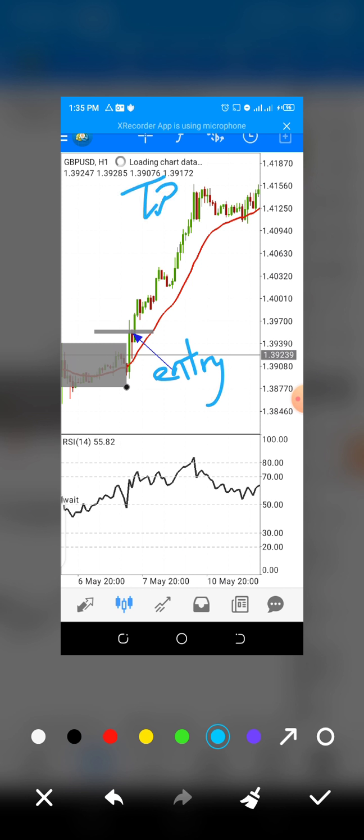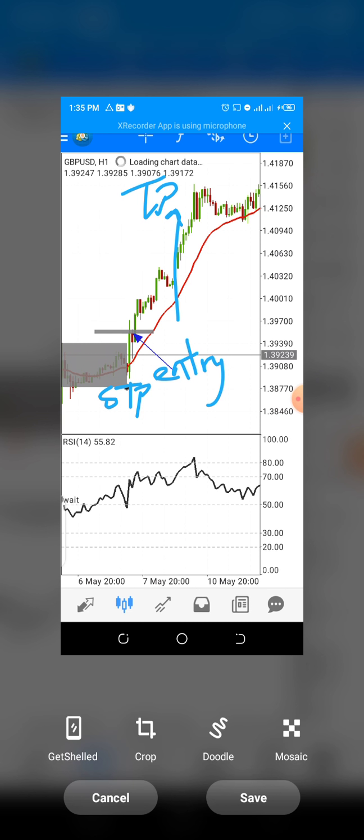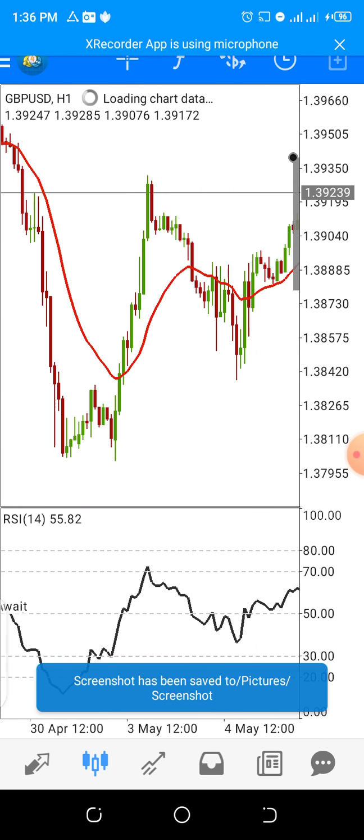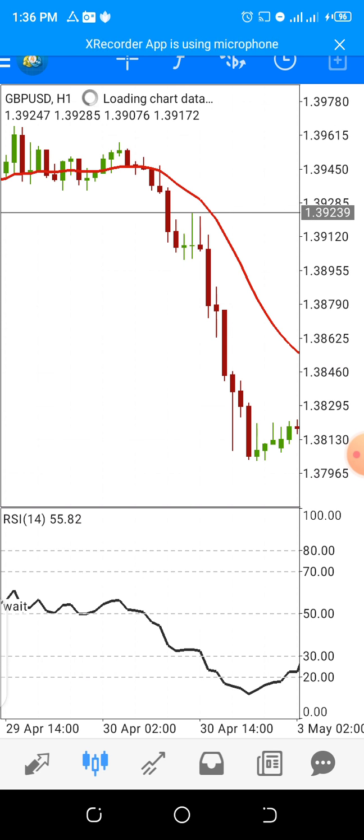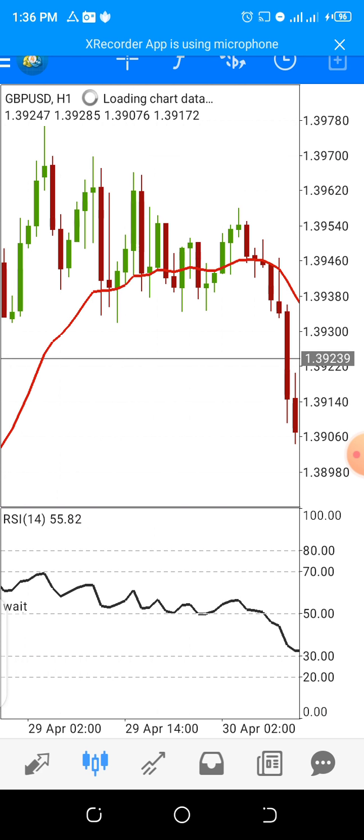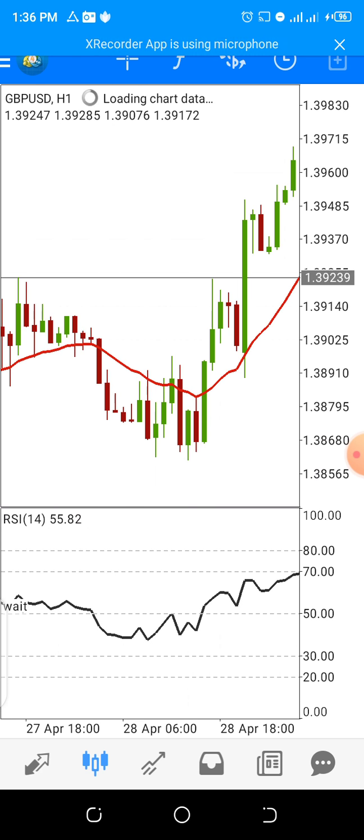Take profit zone and stop loss. Guys, super simple. I'll keep showing you other examples. This is it too, but it didn't touch. We are looking out for now.